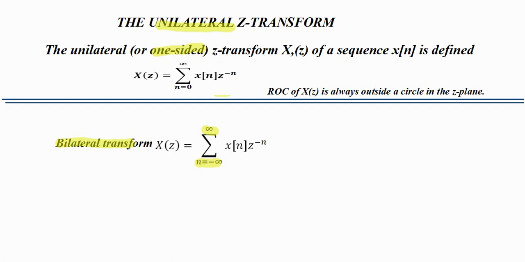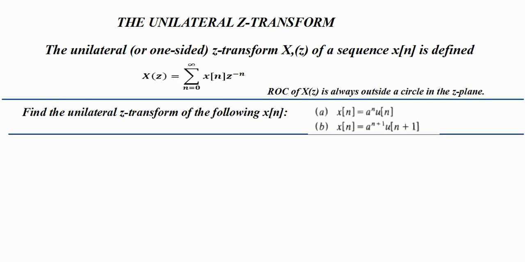Another important point regarding the ROC: because it's a causal signal, the ROC is always outside a circle in the Z plane, something like modulus of z greater than something. So there is no such significance for the ROC when it is a unilateral Z transform. Now we'll see how we can solve the problems.